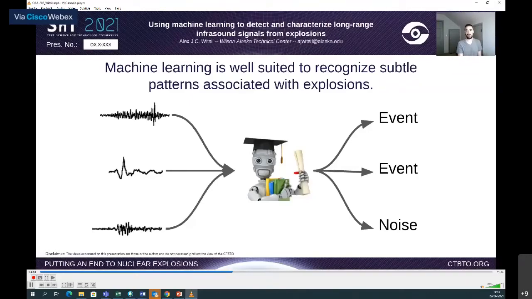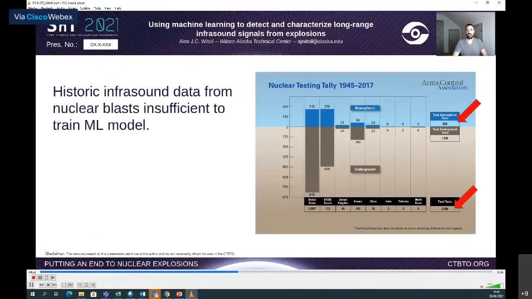Now, the problem from a machine learning context, and perhaps the benefit from a humanity context, is that there haven't really been that many nuclear detonations. According to the Arms Control Association, there have only been about 530 atmospheric detonations, of which there are even fewer infrasound recordings on which we could train. And so this presented the main obstacle to our research: we want to use machine learning, but there isn't enough actual training data out there to train our models.